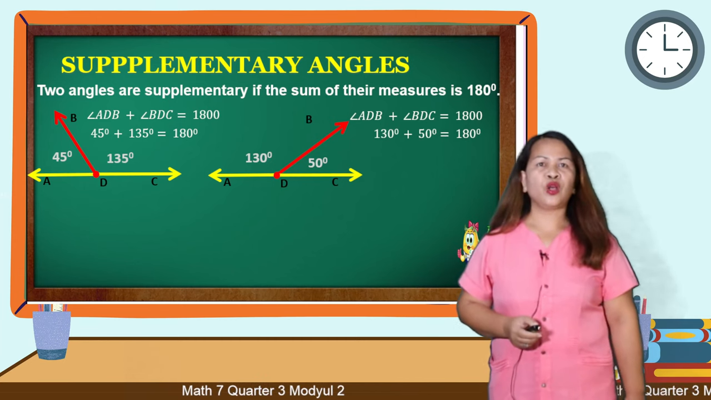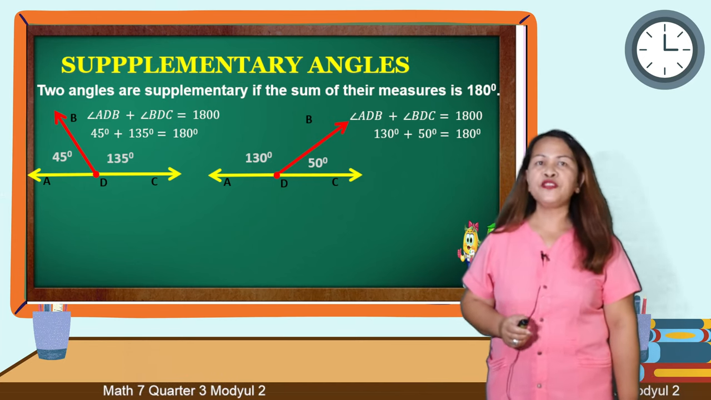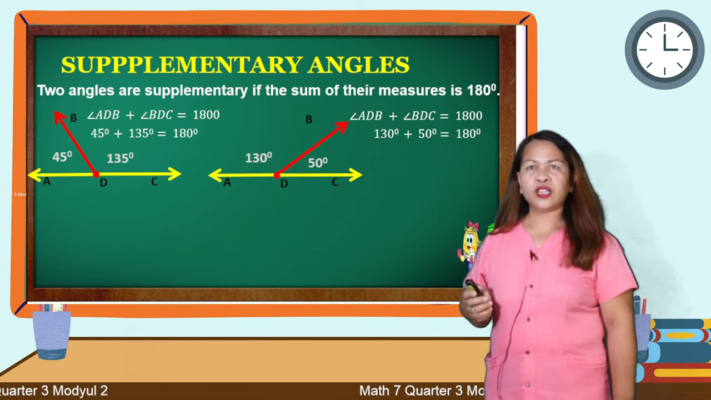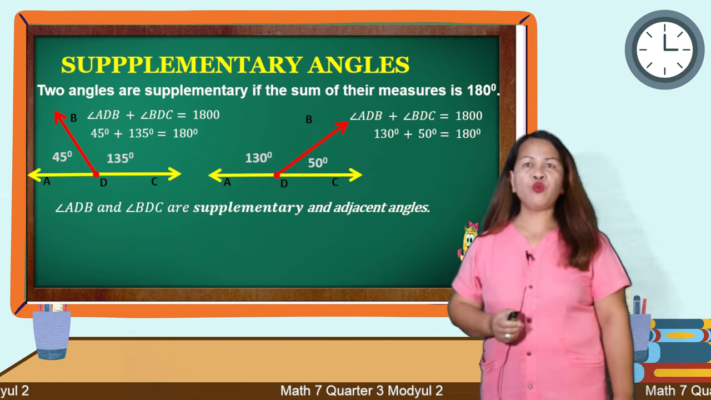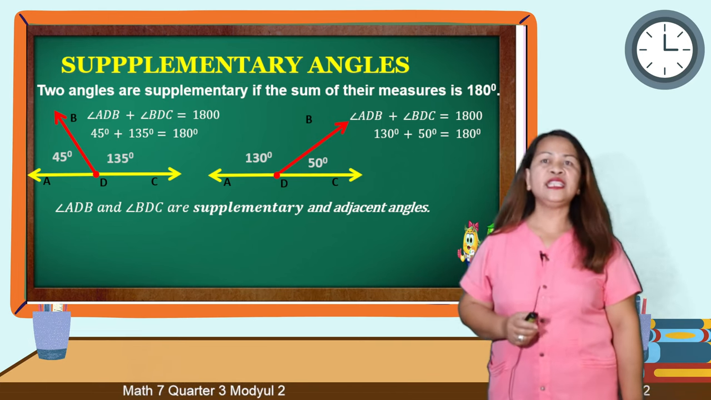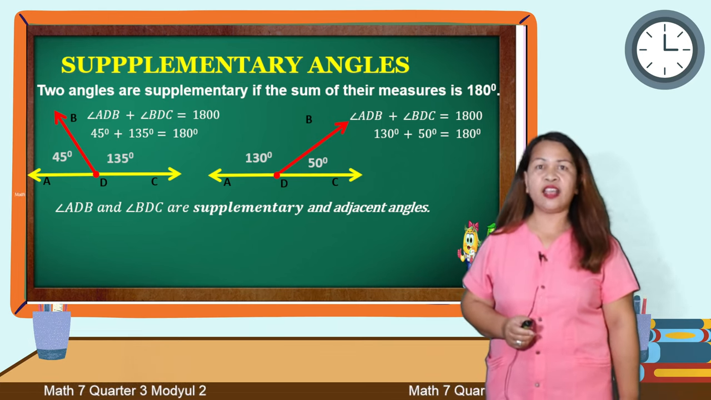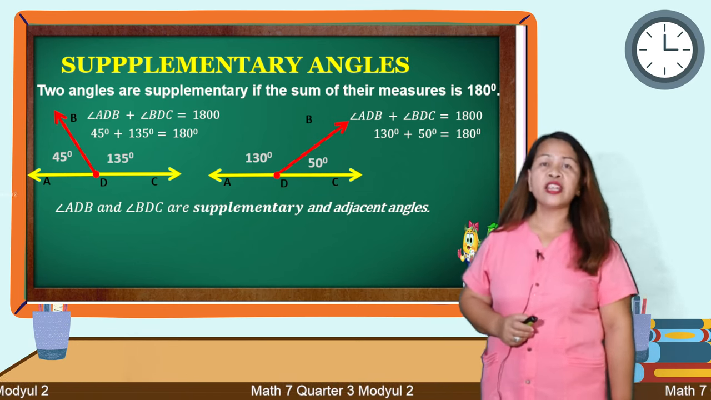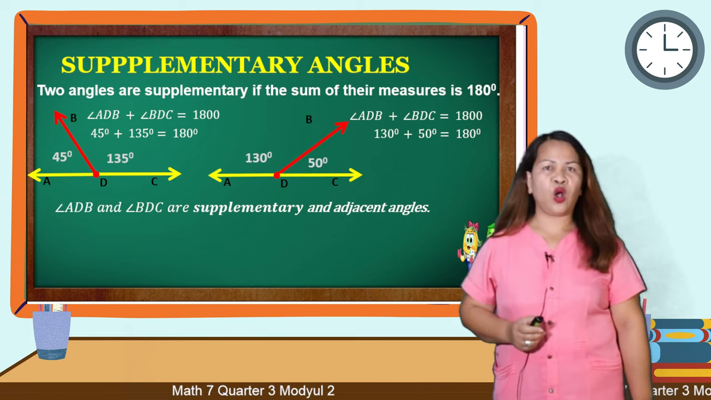Okay, so we have 130 degrees plus 50 degrees is equal to 180 degrees. So therefore, the measure of their sum is 180 degrees. So angle ADB and angle BDC are supplementary. Are they adjacent? Yes, because they share the common vertex and a common side.